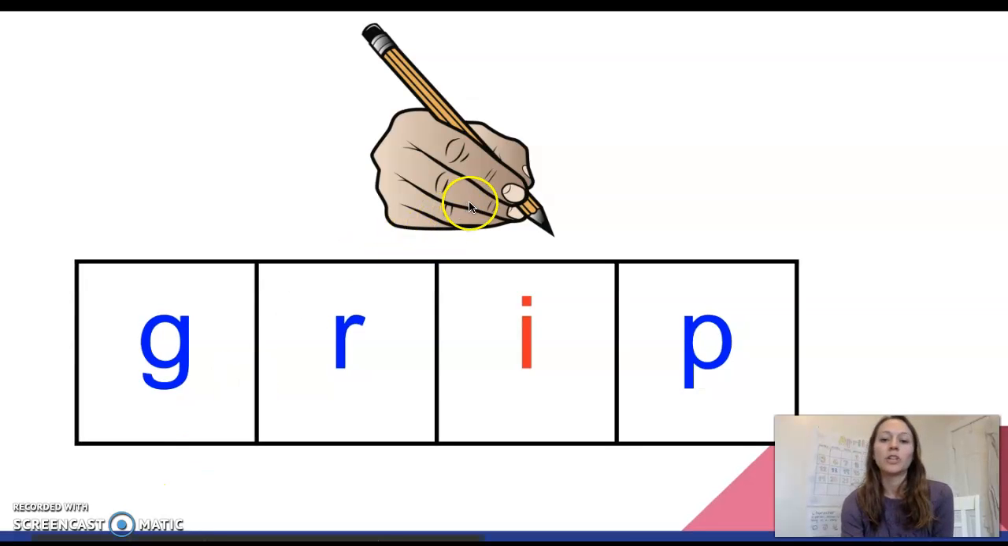Let's take the word grip for an example. Can you say grip? Grip. G, r, i, p. How many sounds did it have? 2, 3, 4. It had 4 sounds, so that is why we have the 4 boxes. Let's do some practice together.